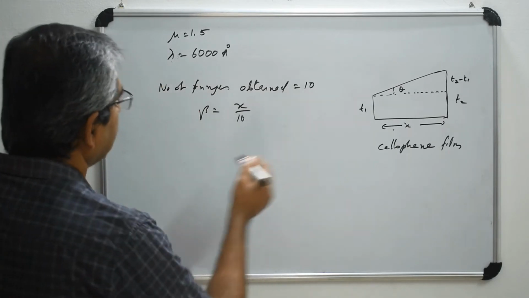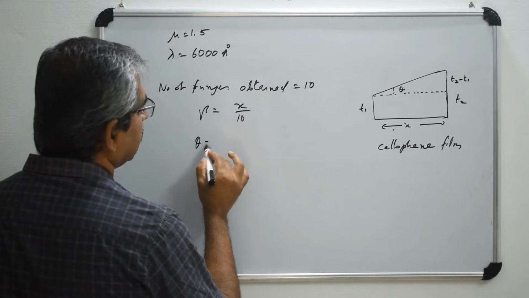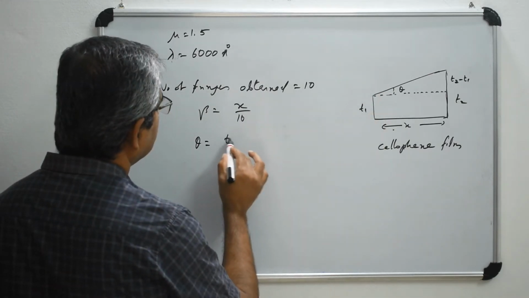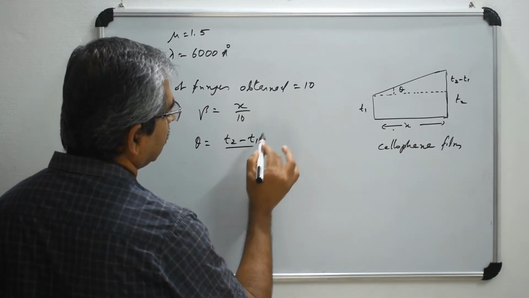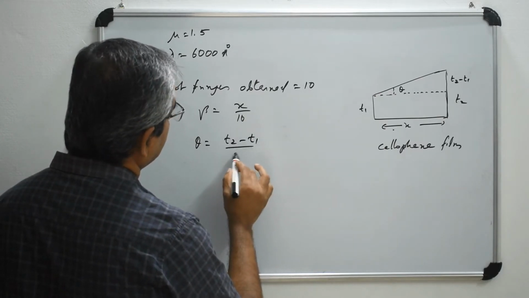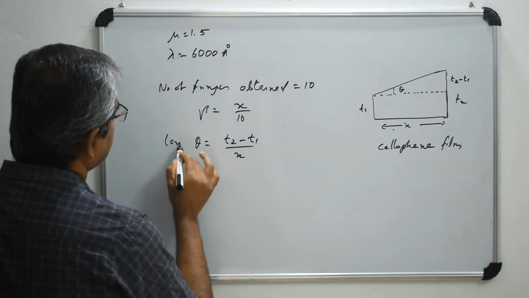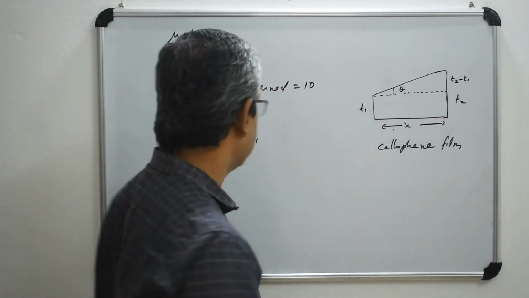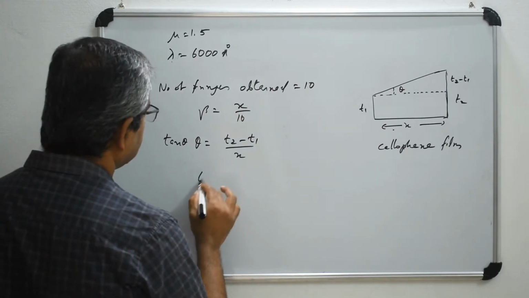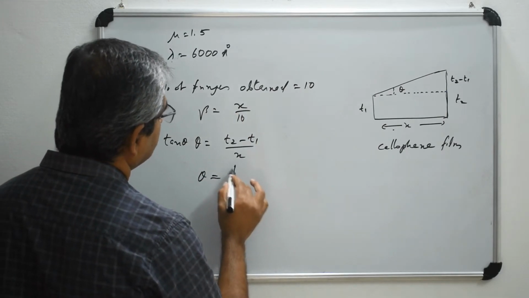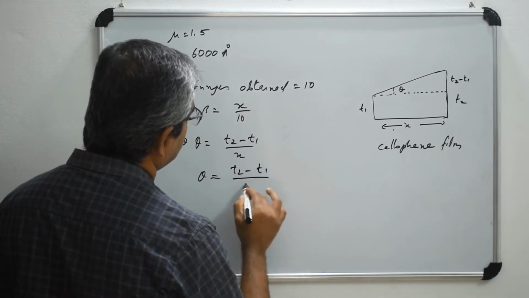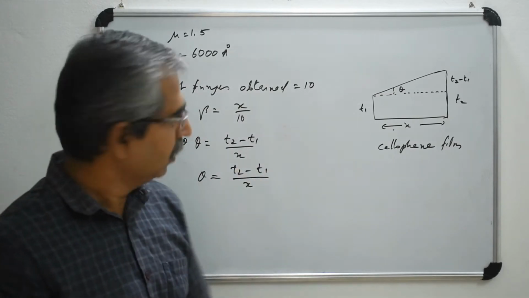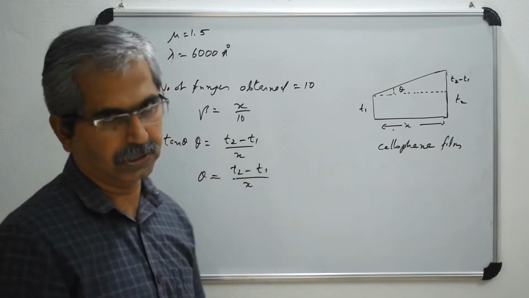Now, what is theta? Theta is equal to, from this figure, T2 minus T1 divided by x. That is equal to tan theta, tan theta is equal to opposite side by adjacent side. And if theta is small, you can say theta is equal to T2 minus T1 divided by x. Now, what we require is T2 minus T1.